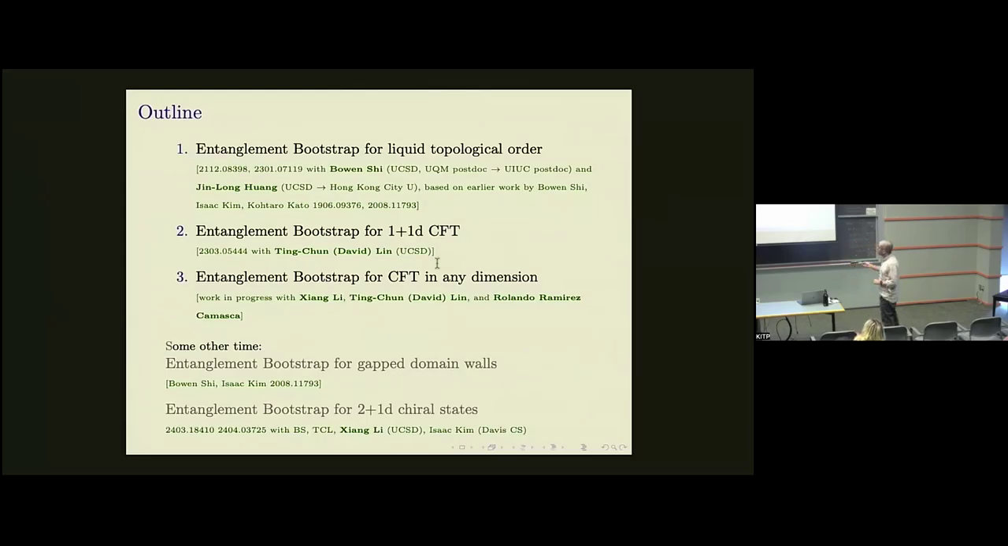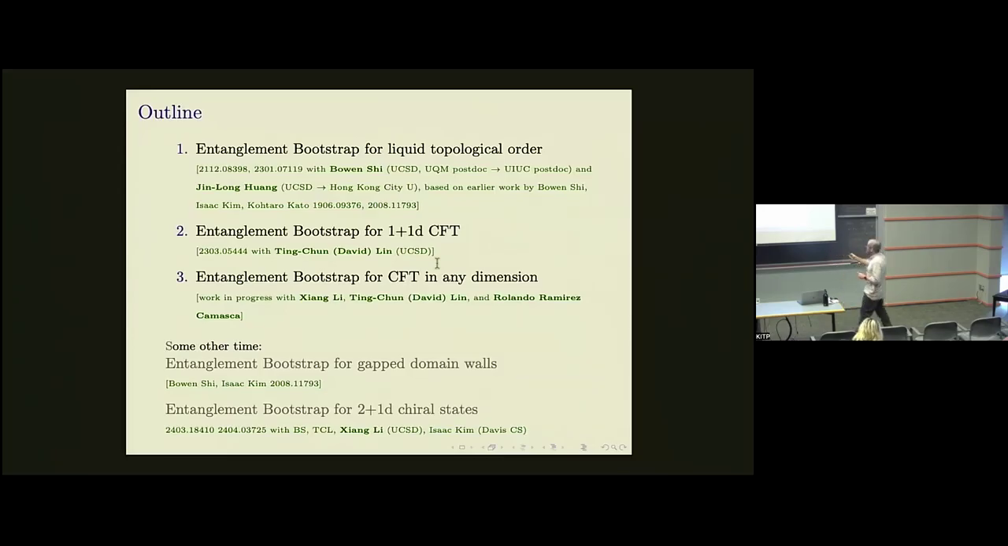So the first one is the case of liquid topological order, where I would say most of the progress has been along the lines of the first strategy of trying to identify some axioms. Actually, Bowen Shi and Isaac Kim and Kohtaro Kato identified a set of axioms which, as I'll explain, are a good starting point for thinking about this problem, from which we can derive structural properties of the universal description of such a thing, which we expect to be what's called a topological field theory. Okay, so that's the first class of things.